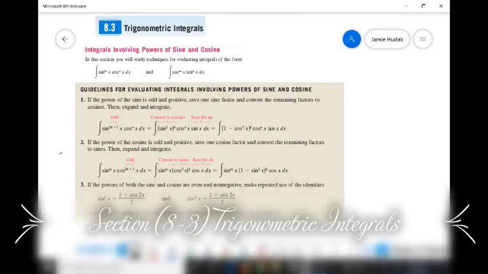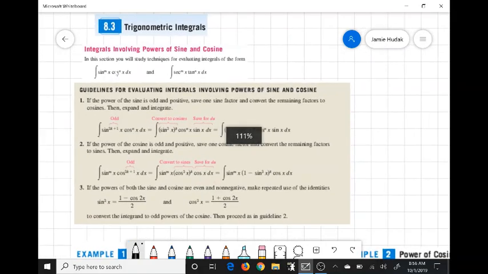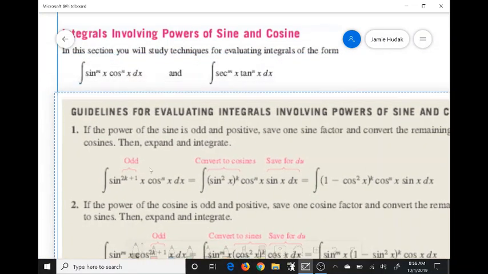Okay, so this is section 8.3, trigonometric integrals. And you see that in this section, we're going to be studying powers of sine and cosine, as well as powers of secant and tangent. So here you see that those are the two topics, and the first set of guidelines they give us are related to sine and cosine.